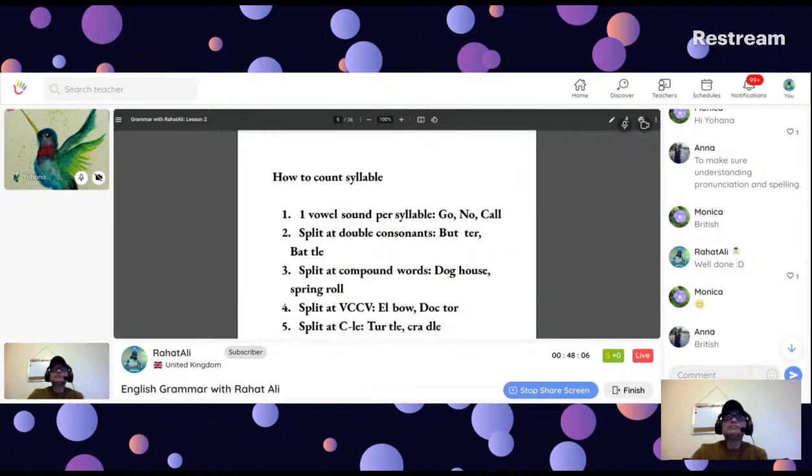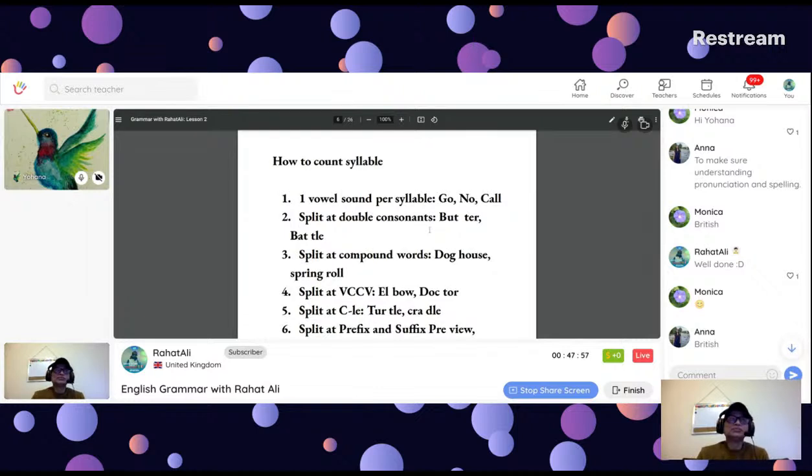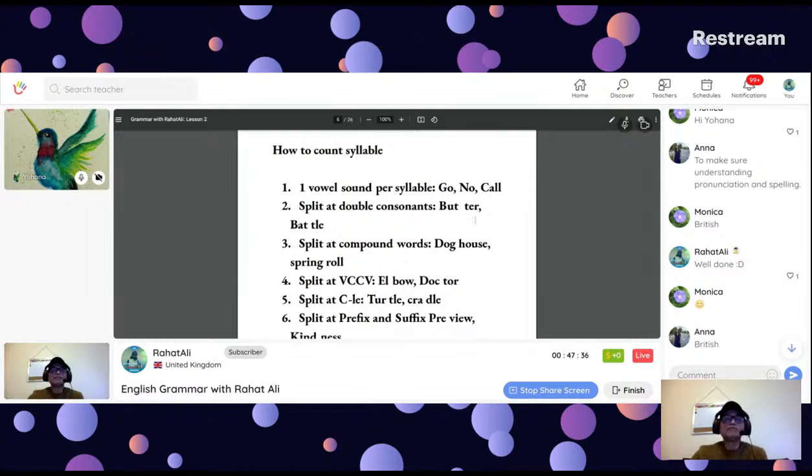So how to count syllable? That means how we can spell and pronounce the word correctly. There are a few ways. So remember that in these lessons, we have tried to shorten it, give you the gist information. So always practice a little bit more at home. One vowel sound like go, no, call. Can you please give us an example, Johanna, for one vowel sound? Truck. Very good.